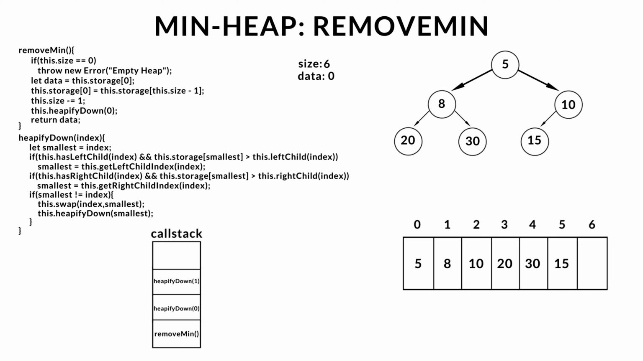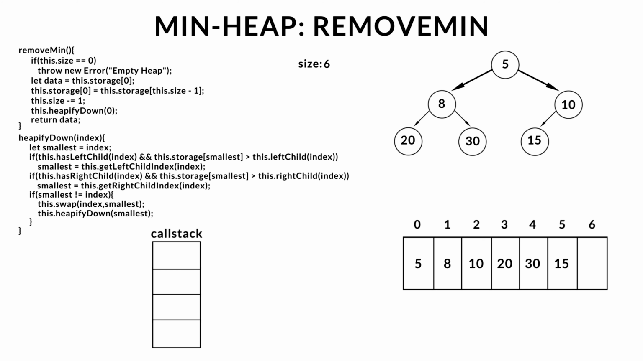We then get returned to the previous heapifyDown method, which has now also finished executing, so we could pop this off the stack as well, which we then get returned to the previous heapifyDown method, which has now also finished executing, so this gets popped off the stack as well. We then get returned to our removeMin method, where we continue executing our code, so we go ahead and return the data. And since this has also finished executing, we could pop this off the stack as well.